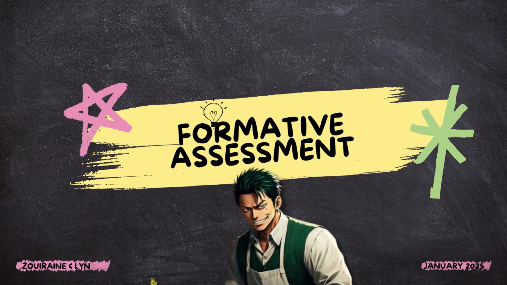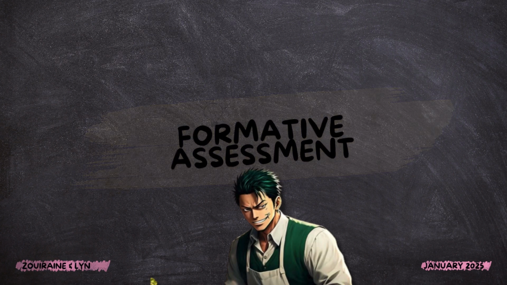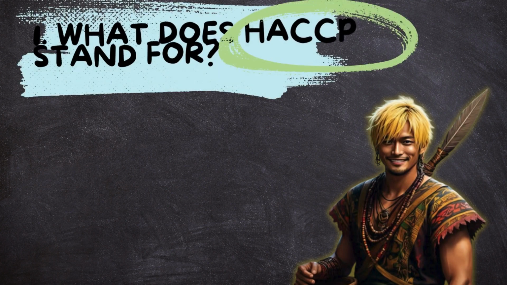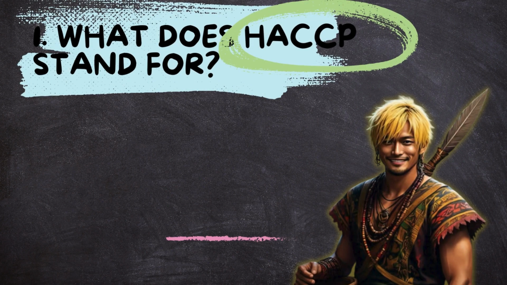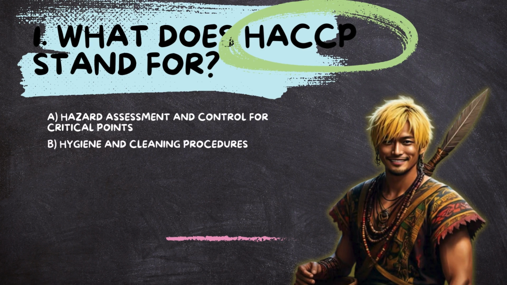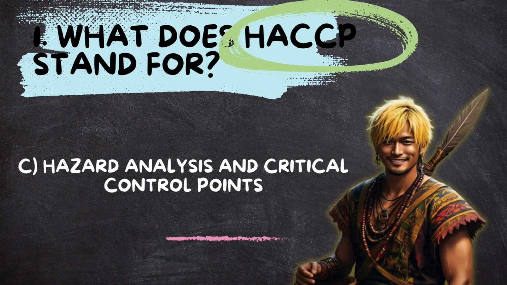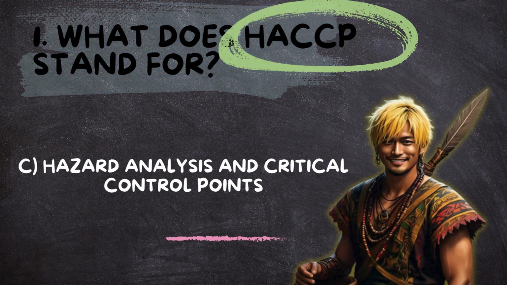Now for formative assessment. Multiple choice quiz. Students will take the 5-item test about the 7 principles of HACCP. Number 1. What does HACCP stand for? Letter A. Hazard assessment and control for critical points. B. Hygiene and cleaning procedures. C. Hazard analysis and critical control points. D. Healthy and controlled cooking practices. The correct answer is letter C. Hazard analysis and critical control points.